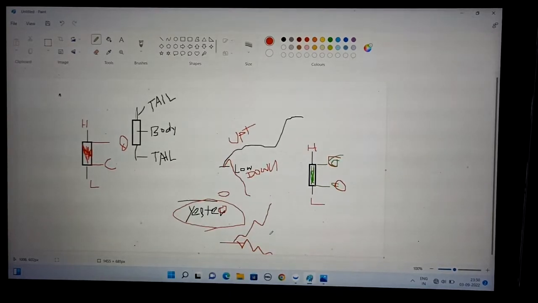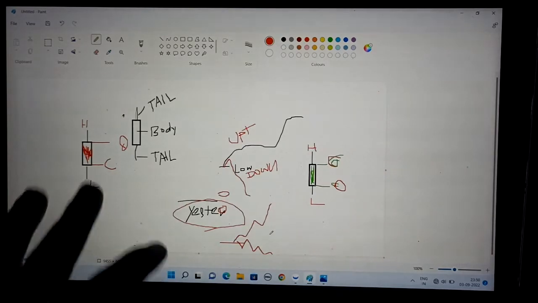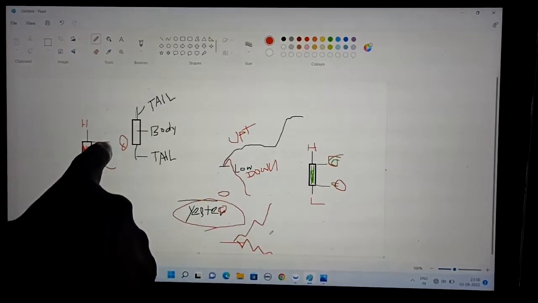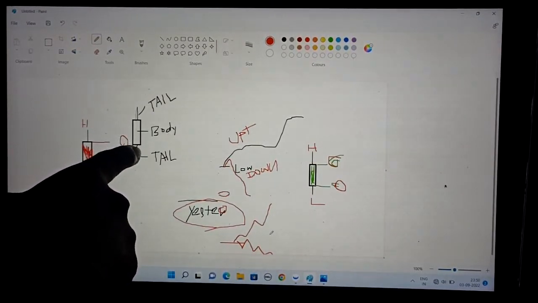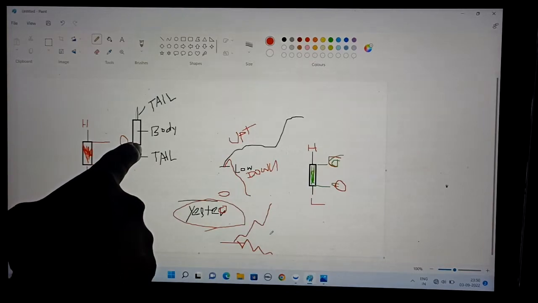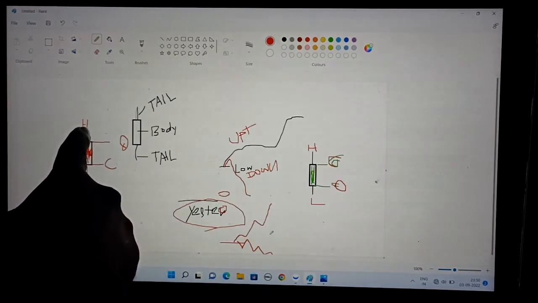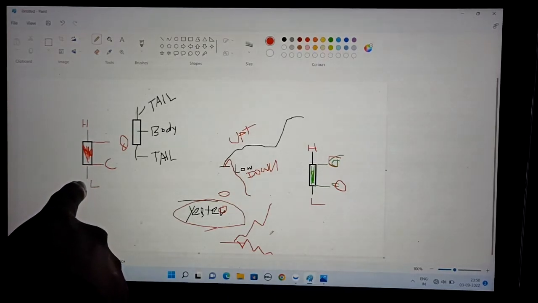So in this video I have told you what a trend is and what a candle is. So these are the candles, and this is the tail, this is the body, and if it is a red candle, this is the closing point, this is the opening point, this is the high, and this is the low.